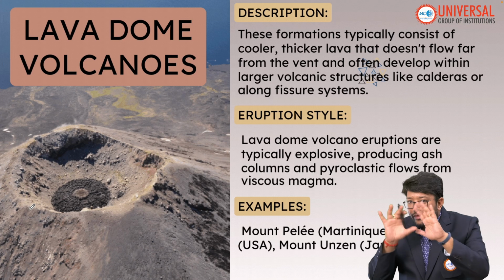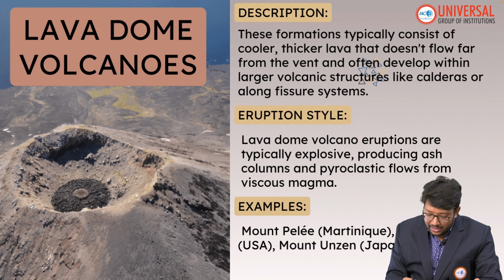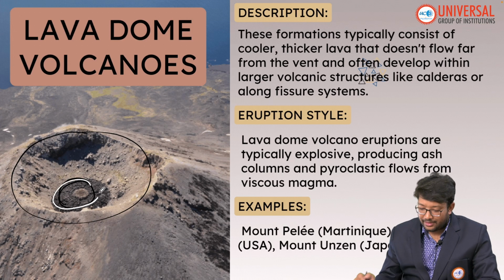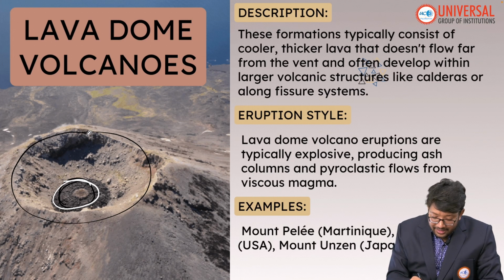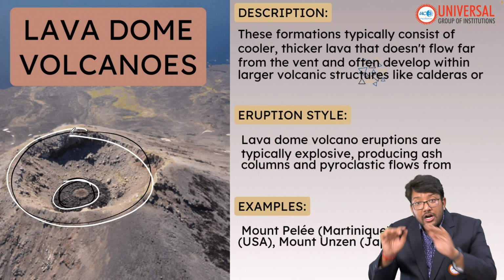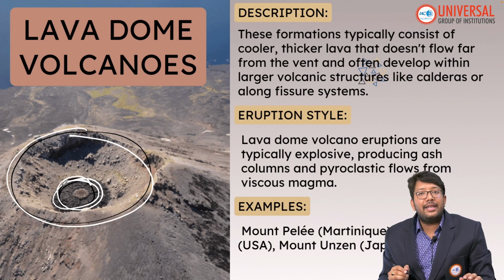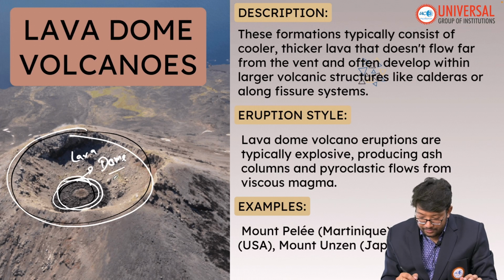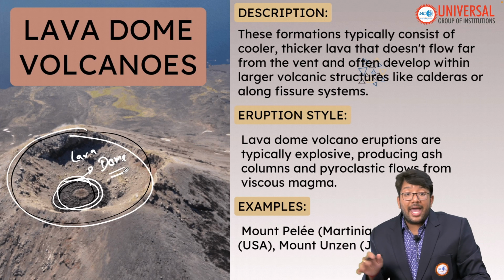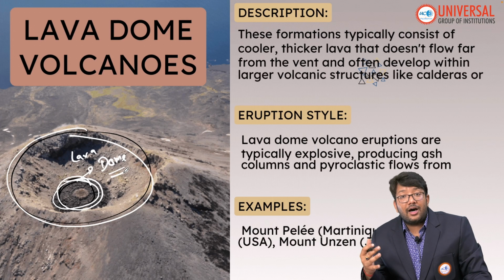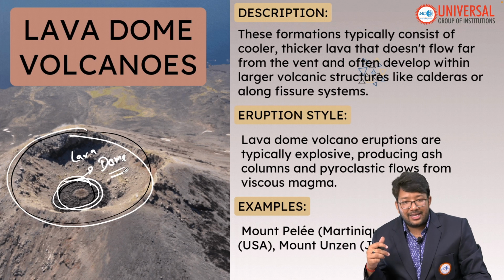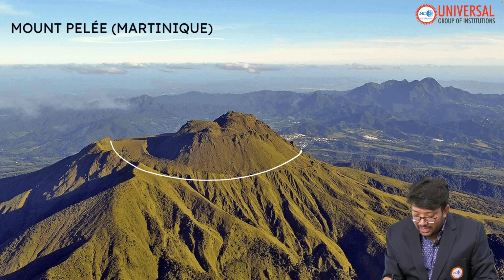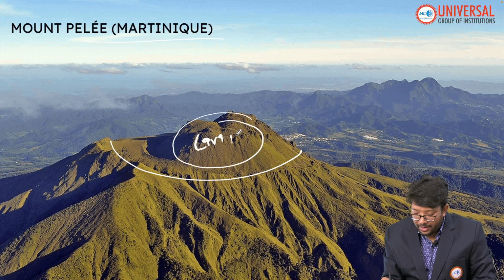So let me give you an overview of the lava dome volcano. This is how the lava dome volcano looks like. When the magma is coming out, it solidifies here itself. Okay. So this is a volcanic structure. Lava domes are formed inside the volcano structure. Like this is called lava dome. And the magma in lava dome volcanoes is very viscous, meaning very thick. Okay, the example being Mount Pelée in Martinique. This is the volcanic structure, and this is the lava dome like structure.